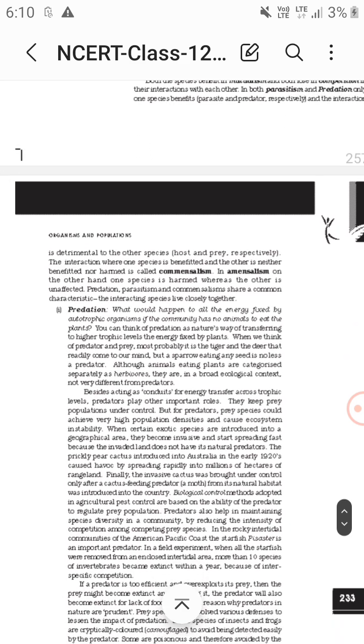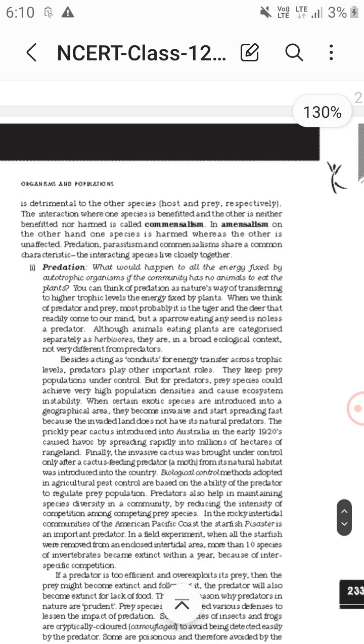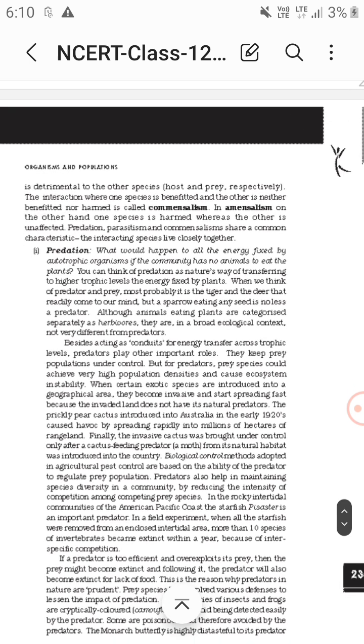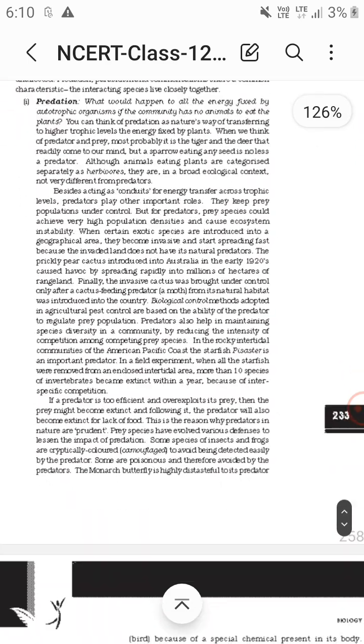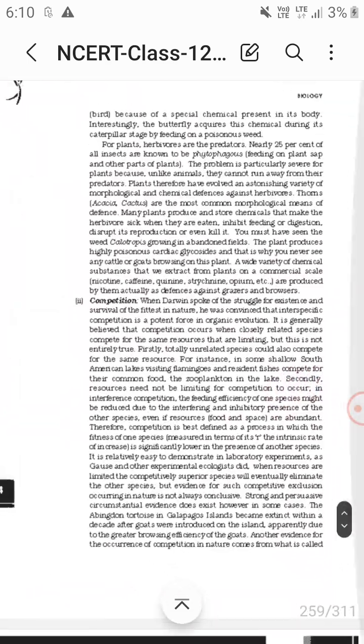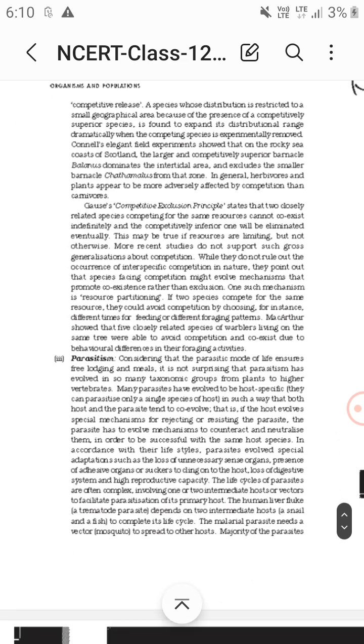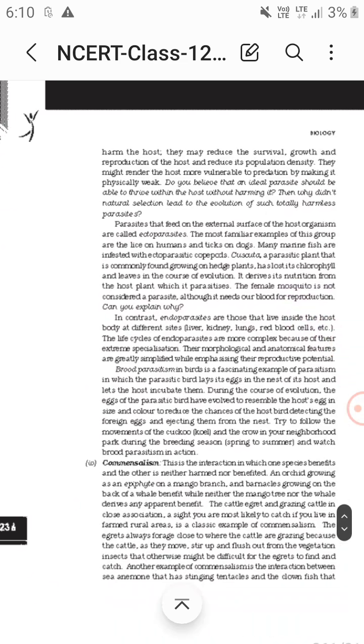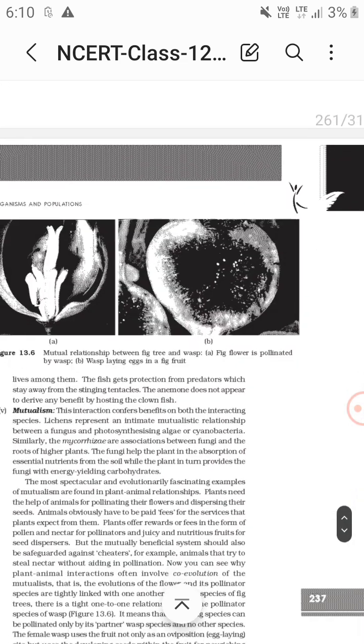Now commensalism. In commensalism, the interaction where one species is benefited and the other is neither benefited nor harmed is called commensalism. Now in amensalism, on the other hand, one species is harmed whereas the other species is unaffected. Now in predation, you see there is competition, there is parasitism, there is commensalism.